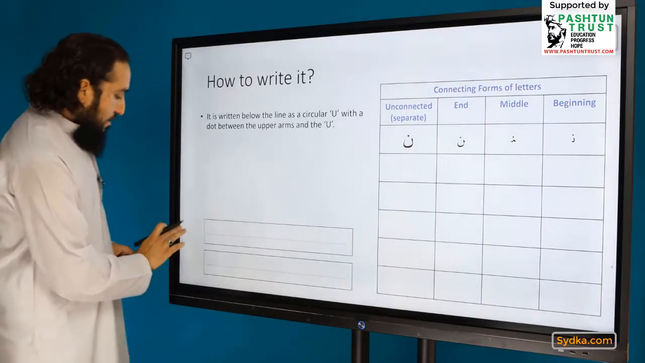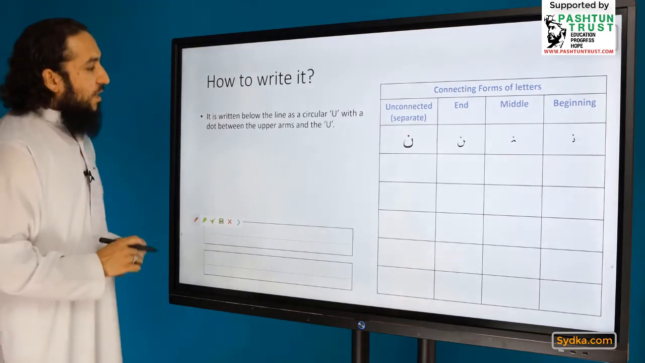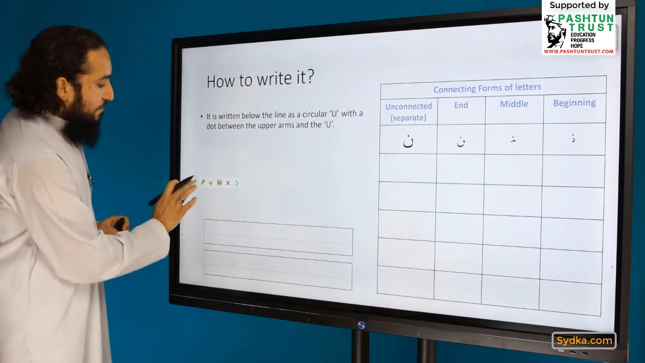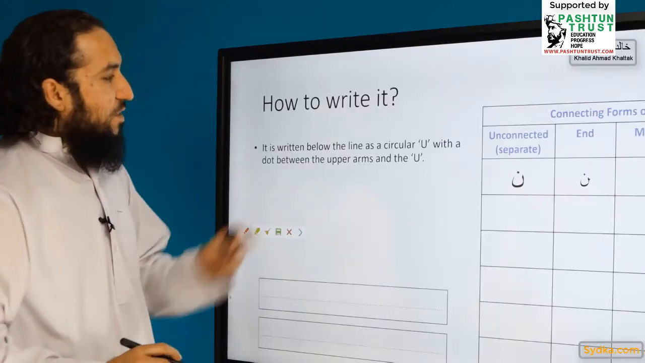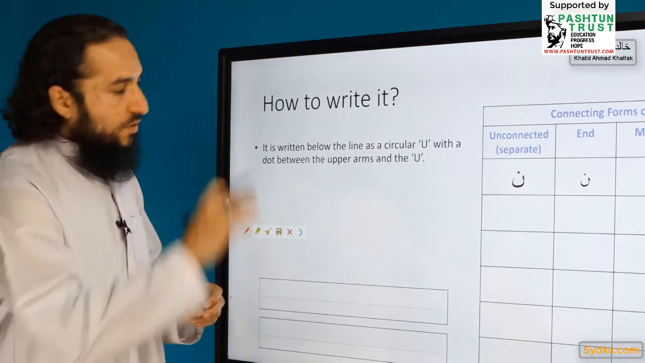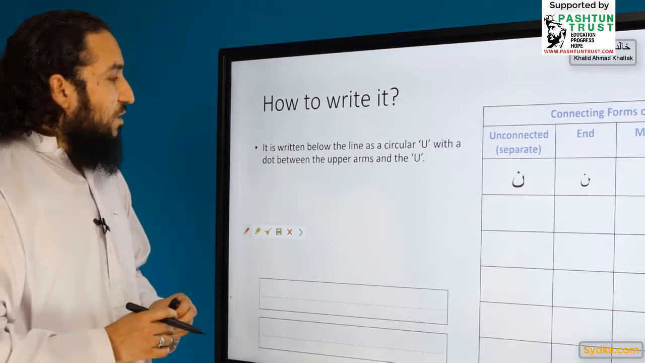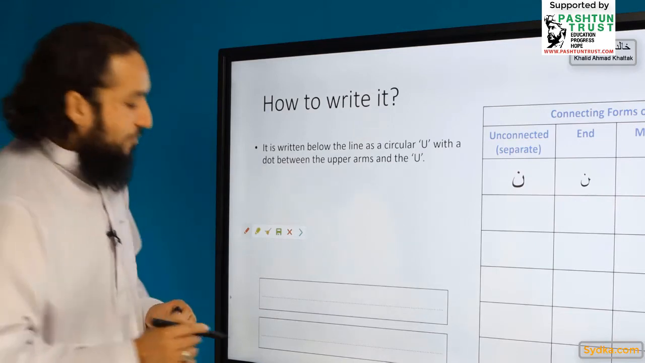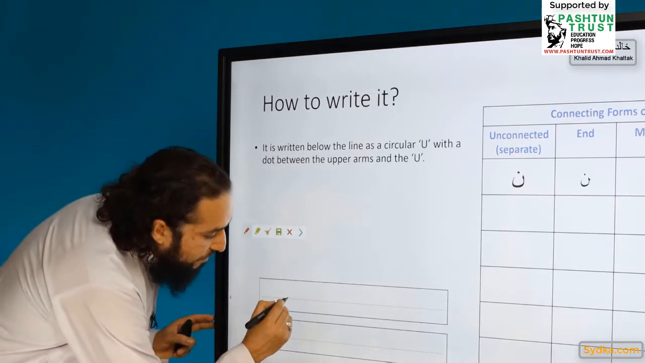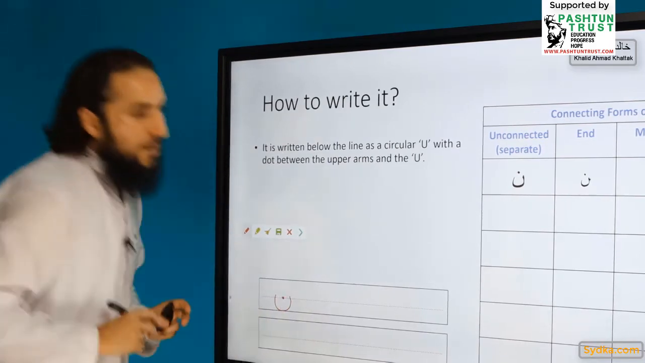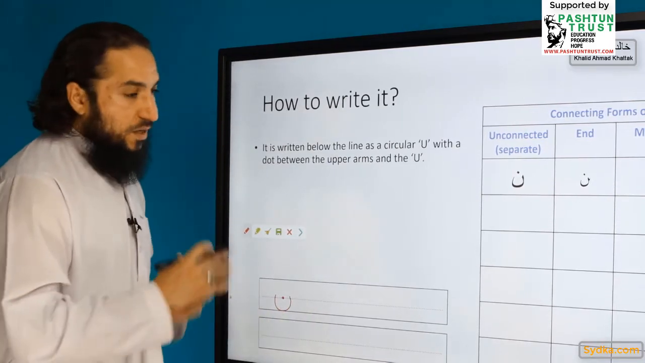How to write it? See. It is written below the line, all of it below the line, as a circular U with the dot between the upper arms. Let me explain it to you. Start from here, and the dot is here. That's how you write it when it is on its own.